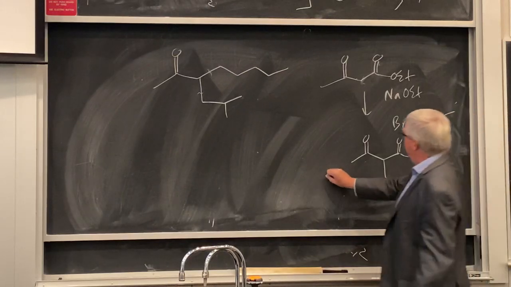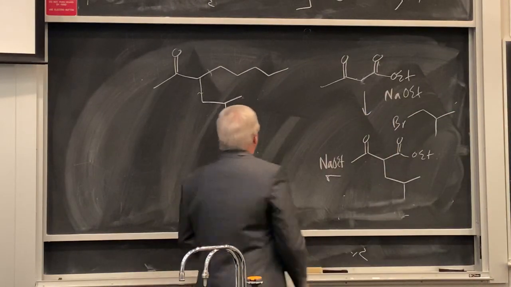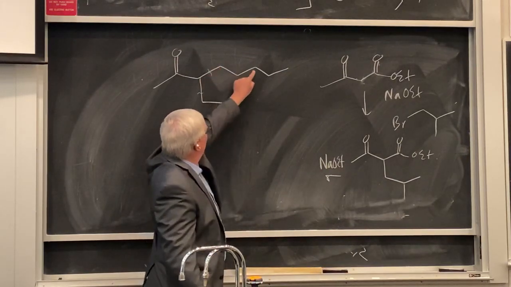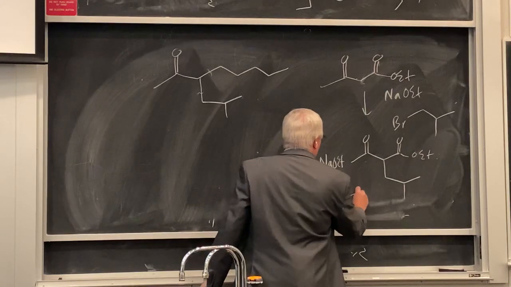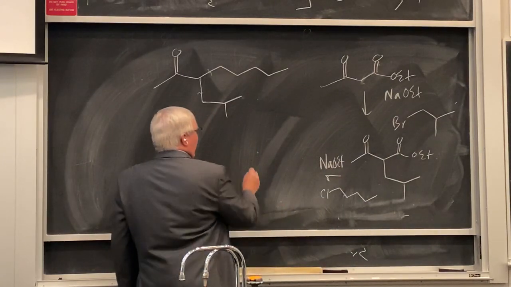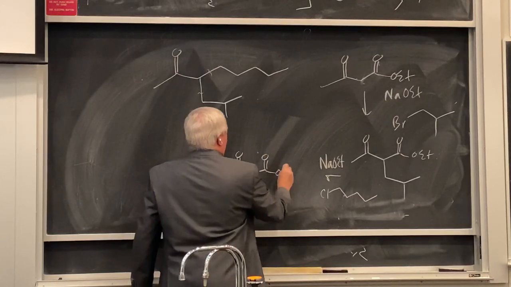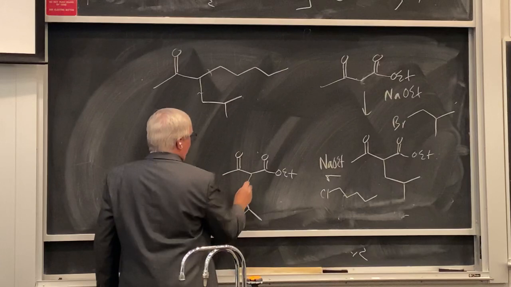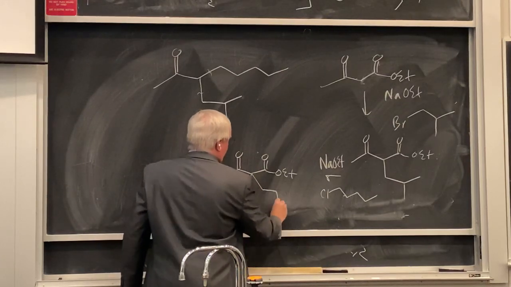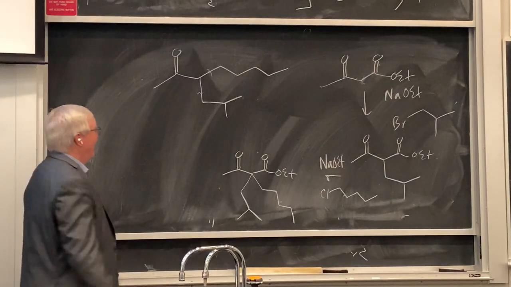And then what else do we need to do? Well, more sodium ethoxide. And what do we need to put on now? 1, 2, 3, 4, 5. A pentyl group, right? We need to put on pentyl chloride in this case. And so we'll get this, ethyl acetoacetate with our isobutyl. And what? 1, 2, 3, 4, 5. Hopefully I counted up carbons correctly there.